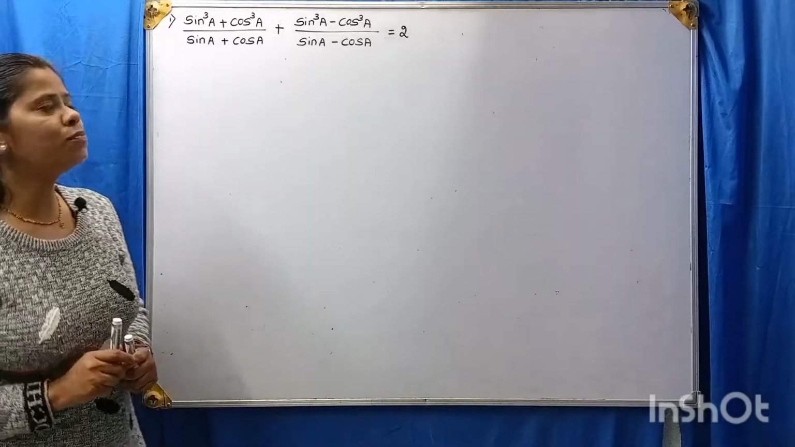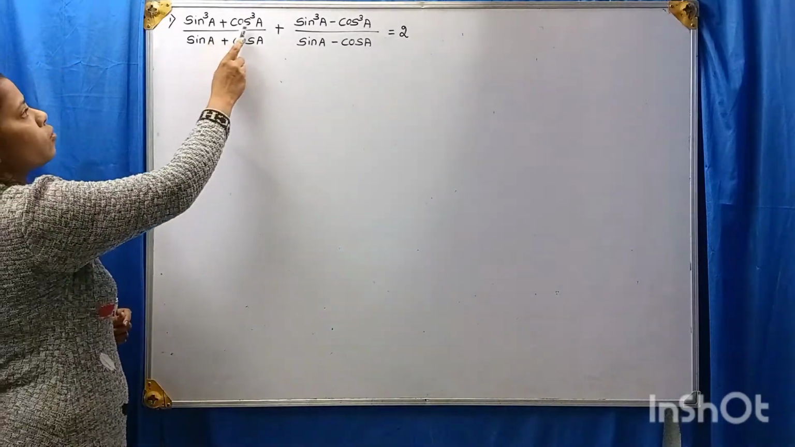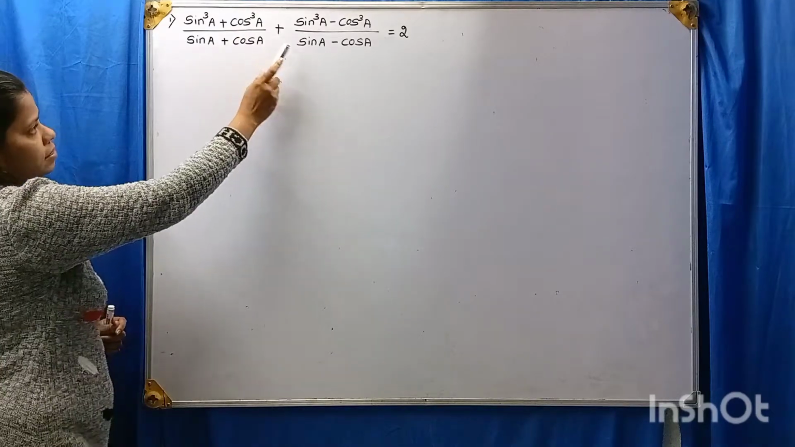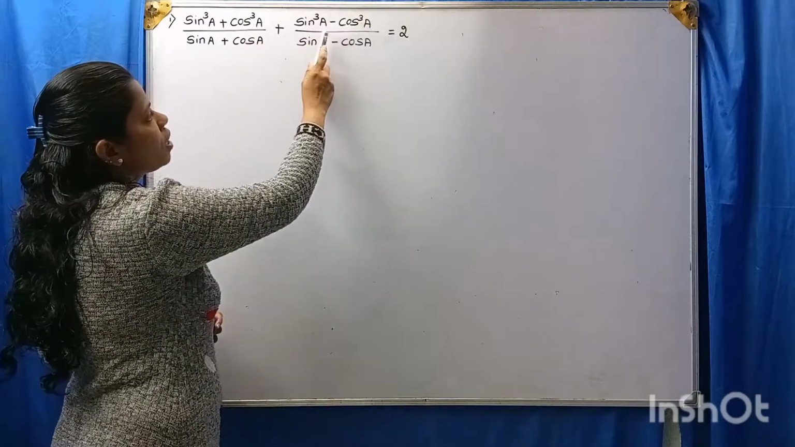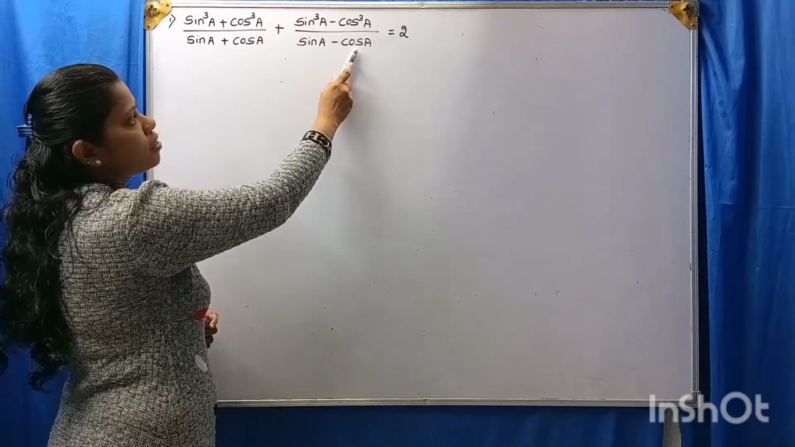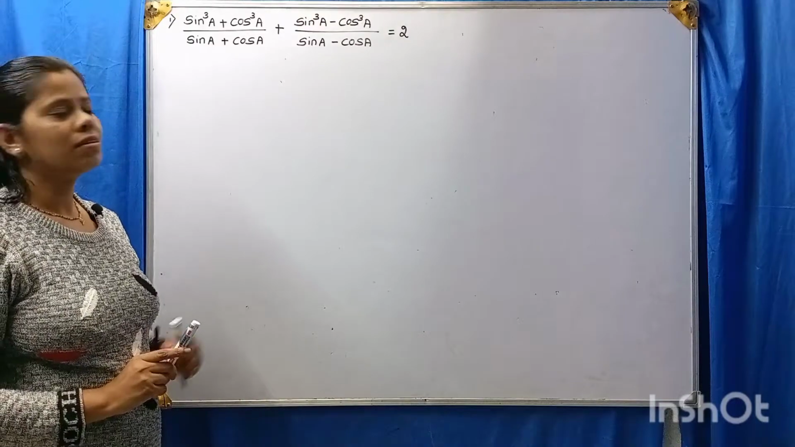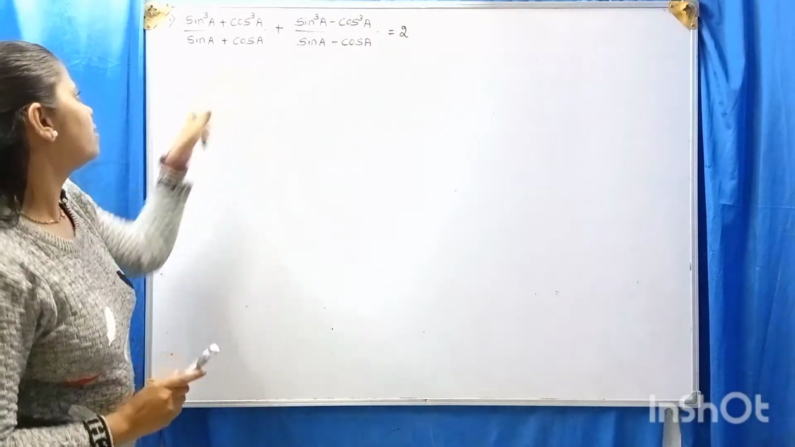Now let's solve this problem. (sin cube A plus cos cube A) whole divided by (sin A plus cos A) plus (sin cube A minus cos cube A) whole divided by (sin A minus cos A) is equal to 2. To prove this, first let us write the LHS.